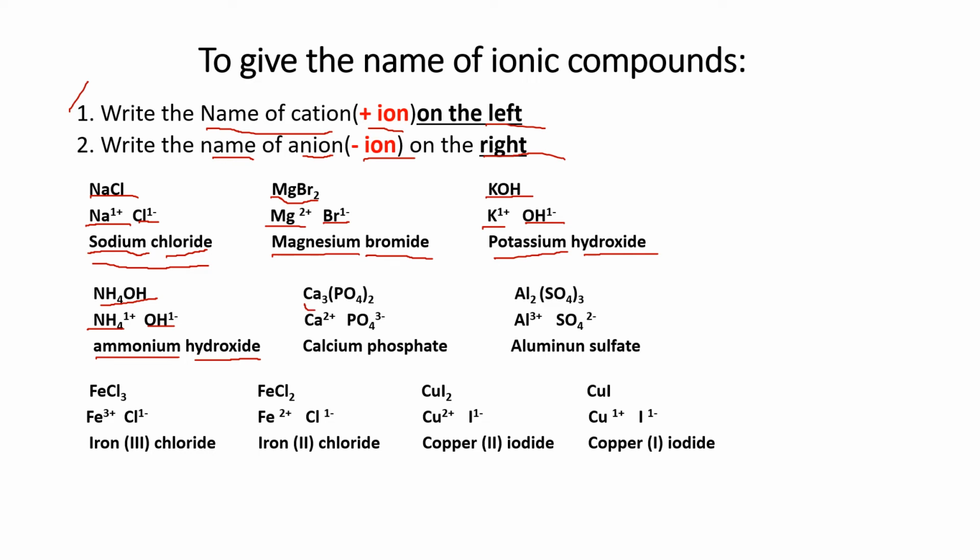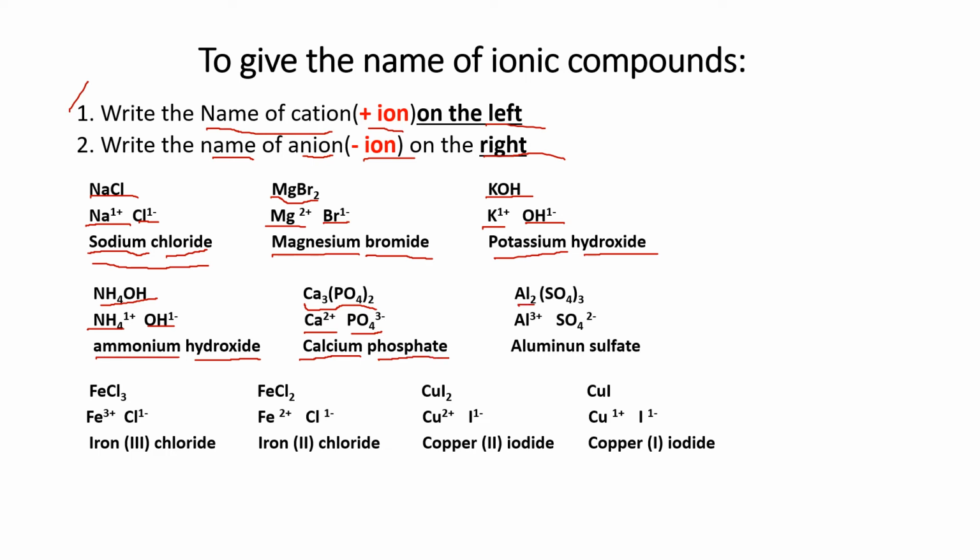Next is Ca3(PO4)2. The cation is Ca2 positive. The anion is PO4 3 negative. And the name of the cation is calcium. The name of the PO4 3 negative is phosphate.